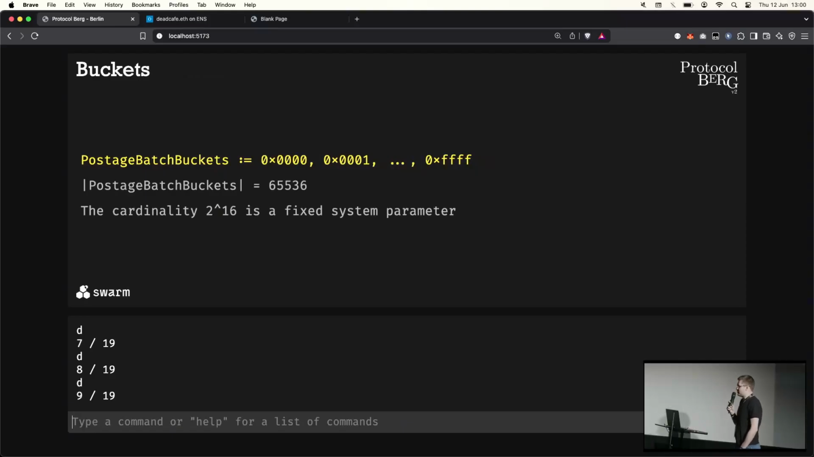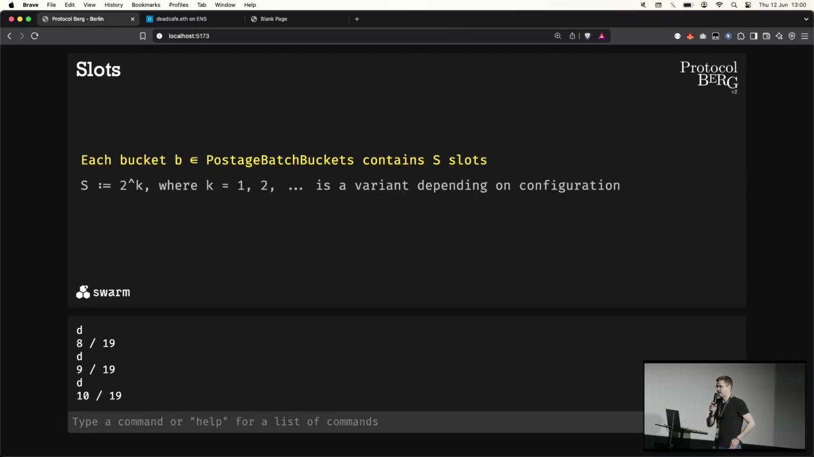What's interesting about postage batches is that they have 65,000 buckets. This is a constant in the network. These buckets are 2 bytes, and they range from all zeros to all Fs. And what's interesting about buckets is that they have some amount of slots. Okay, so you have the postage batch, each postage batch has 65,000 buckets. And each bucket has some amount of slots. The amount of slots is 2 to the k.